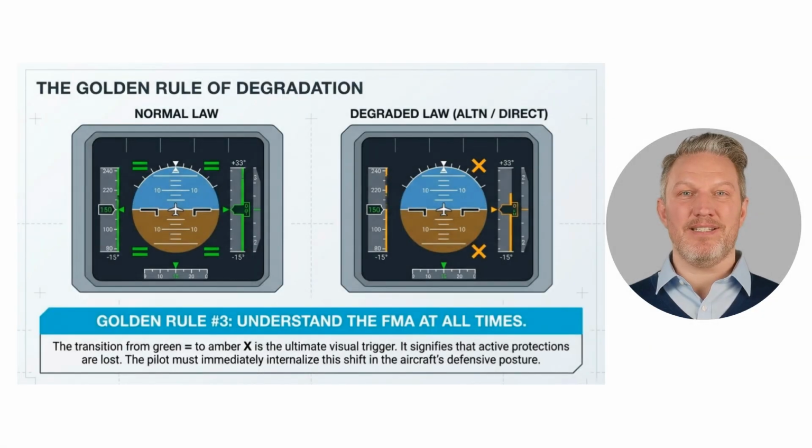Success in a degraded state depends on one golden rule: understand the FMA at all times. The transition from these green equal signs to an amber X is your ultimate visual trigger. It signifies that your active protections are lost. You must immediately internalize this shift in the aircraft's defensive posture.